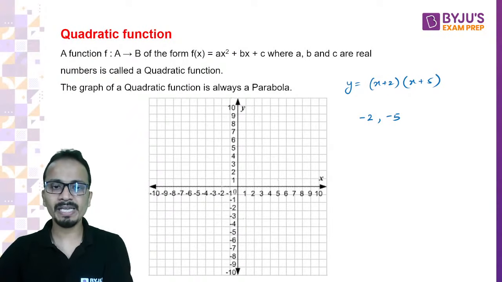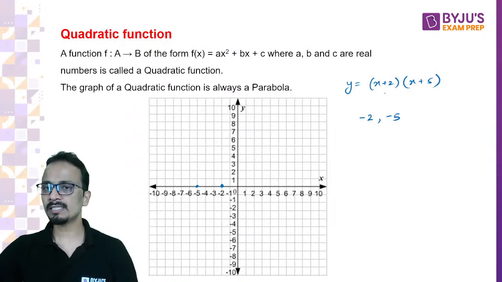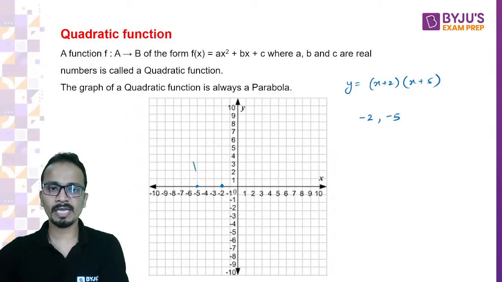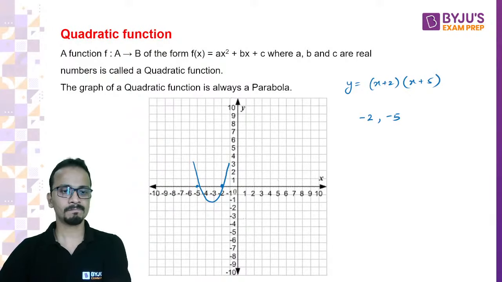So the graph will be intersecting the x-axis at 2 points, which are minus 2 and minus 5. Since the sign of x square is positive, again this will be an upward opening parabola, something like this. All right.